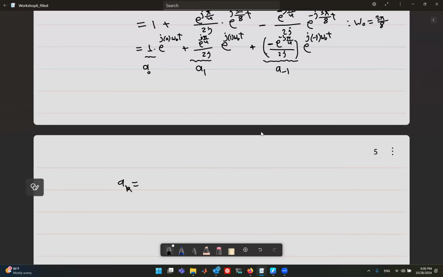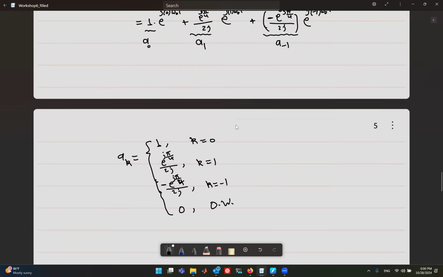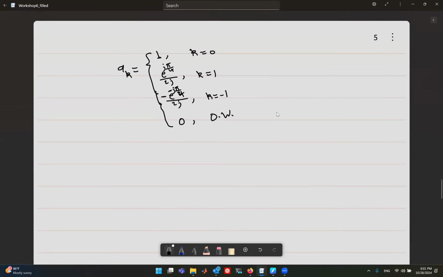ak, the coefficients of the given signal xt, are 1 when k equals 0, and then exponential j pi over 4 divided by 2j when k equals 1, and then minus exponential minus j pi over 4 divided by 2j when k equals minus 1, and then 0 otherwise. This one is minus here. So this is ak.